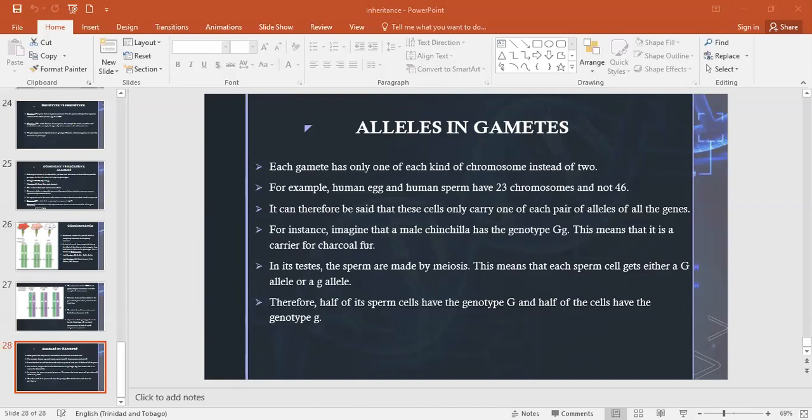All right. But for example, if a female has charcoal fur, that would mean her genotype will be gg, both recessive, right? Because that is the gene responsible for producing charcoal fur. That will mean that all of her egg cells will carry the g allele only. All right. But if she were heterozygous, meaning she had both capital G for gray fur and lowercase g, then her egg cells as well will either be capital G or lowercase g. All right. So it's whichever egg decides to mix with whichever sperm.